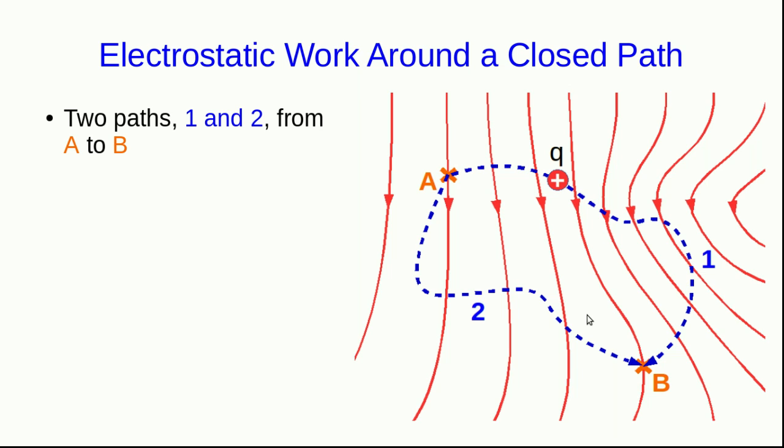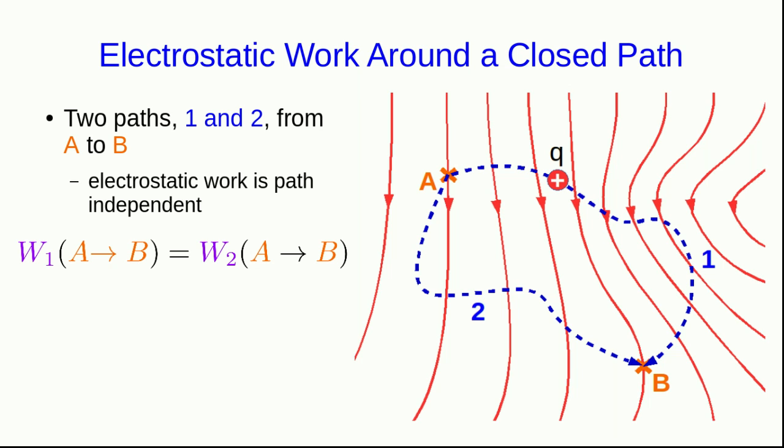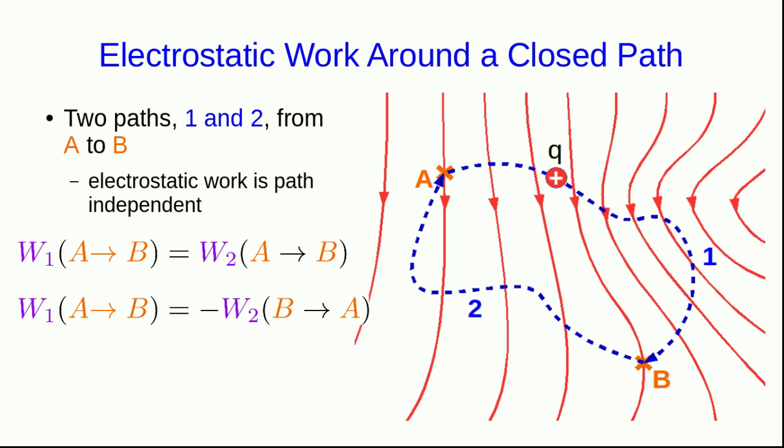Let's come back to very general cases. So here are our points A and B in some arbitrary E field, and let's think about two paths, 1 and 2, that connect points A and B. Well, the electrostatic work is path independent, and so the work along path 1 has to be equal to the work along path 2. Note that that means that the work along path 1 is the negative of the work along path 2 if we go in reverse from B to A.